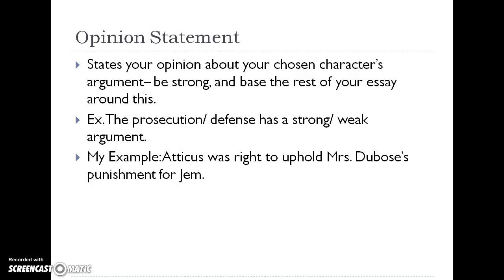Next, we're going to move down to the opinion statement. This is the same thing as a thesis statement. This states your opinion about your chosen character's argument. Okay, be strong and base the rest of your essay around this. This is the most important sentence in your whole essay.